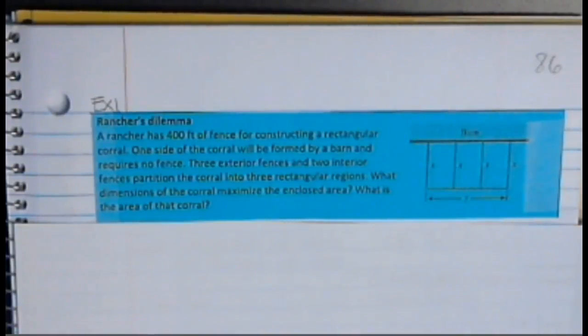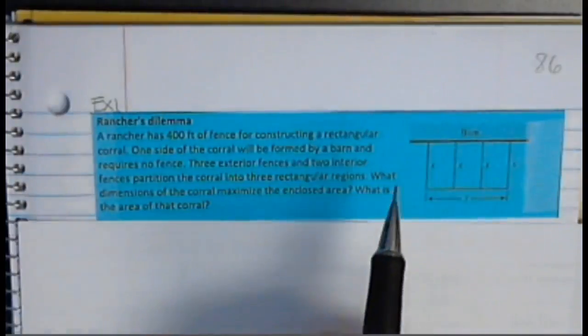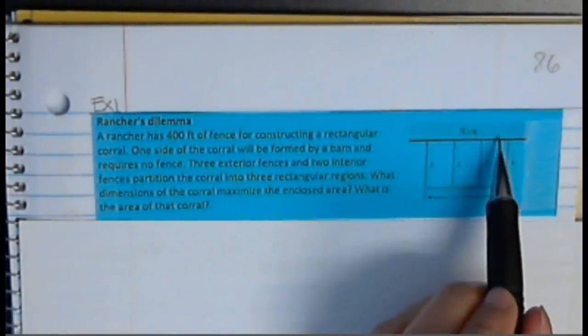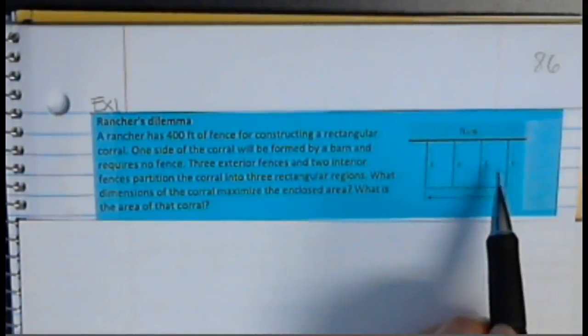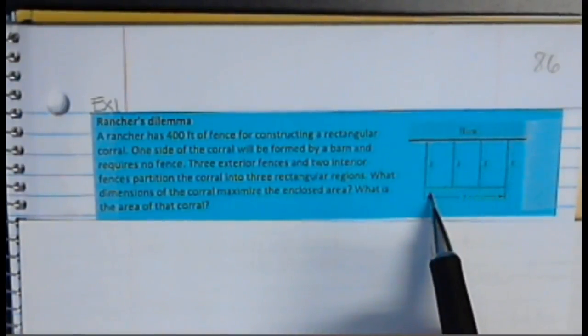On page 86, we're going to do example number 1, which is the rancher's dilemma. A rancher has 400 feet of fencing for constructing a rectangular corral. One side of the corral will be formed by a barn and requires no fence. 3 exterior fences and 2 interior fences will partition the corral into 3 rectangular regions. The question that we have is, what dimensions of the corral maximize the enclosed area, and what is the area of that corral? So the corral we're looking at is right here. Here's our barn, so we don't need anything. These are the 2 exterior and these are the 2 interior, and here's our long side.